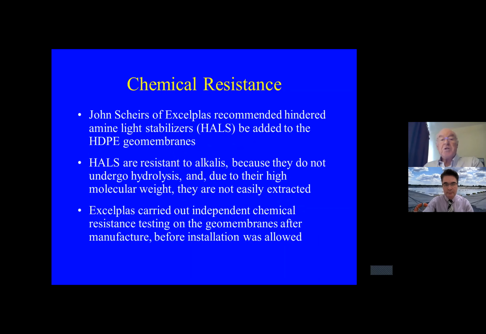Now, John Shears of Excelplast in Melbourne recommended hindered amine light stabilizers, or HALs, to be added to the membranes. HALs are resistant to alkalis because they do not undergo hydrolysis, and due to their high molecular weight, they're not easily extracted. Excelplast carried out the independent chemical resistance testing on the geomembranes after manufacture before installation was allowed. So until we got the results of the resistance testing, the contractor couldn't start work on the site.